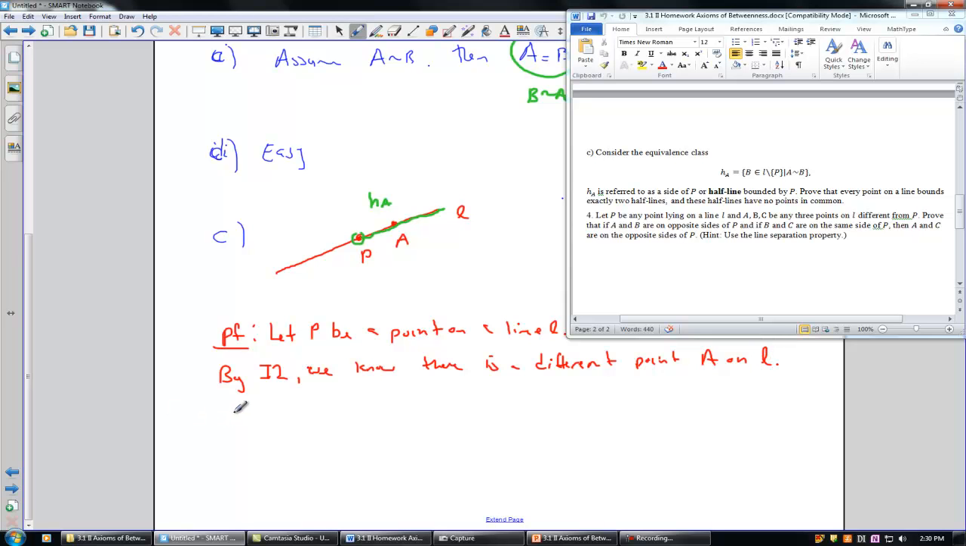And then by B2, we're going to get another point, which we'll call B. All right, so this is B2, this is I2, and we're basically almost done here in a sense, right? So by B2, there is a point B on L with P between B and A.